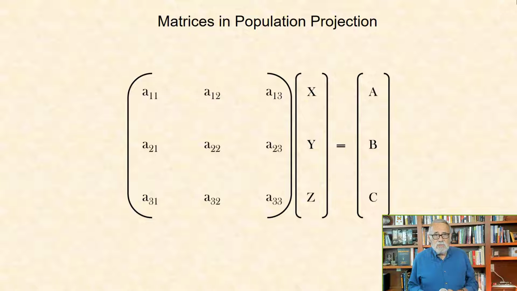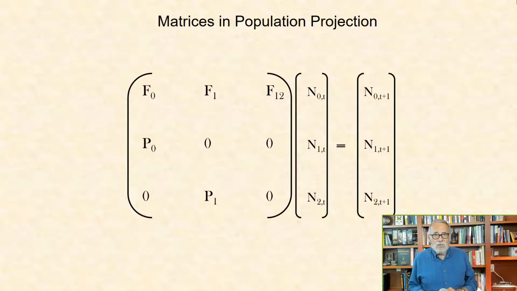Matrices in population projection will look like this, where the coefficients are denoted f and p. Zeros are considered structural elements, and the elements in the two vectors denote population number by age at two different times. This will become clear in the next slide.